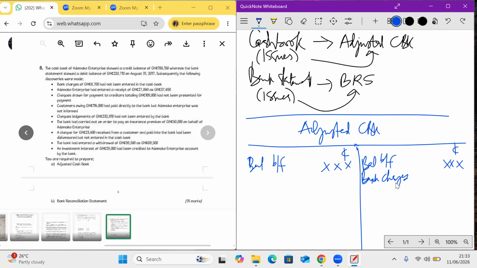Look on the board. If the bank debits the account in the bank statement, in the cash book, how will it be treated? Double entry. If the bank debits, it will be credited. That's why I'm writing the bank charges on the credit side, because the assumption is that the bank will debit it. So in the adjusted cash book, they have to credit it.